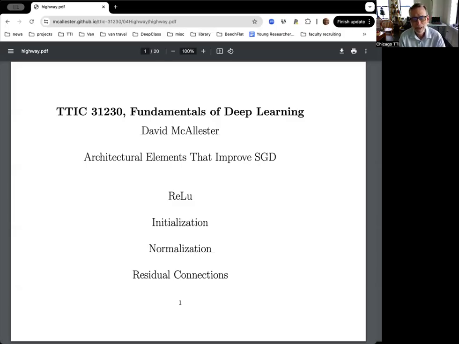Hello. In this unit, we're going to talk about architectural elements of deep networks that improve the effectiveness of gradient descent, of stochastic gradient descent. We're going to talk about four architectural innovations that were important in the deep learning revolution to improve the training time and the training effectiveness of models.